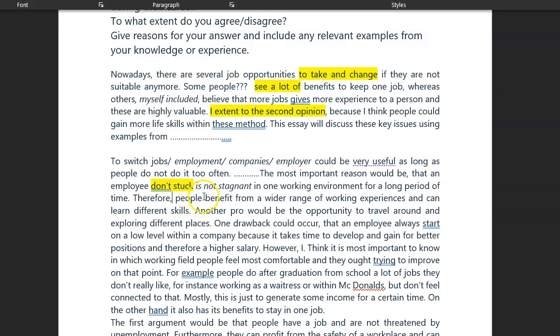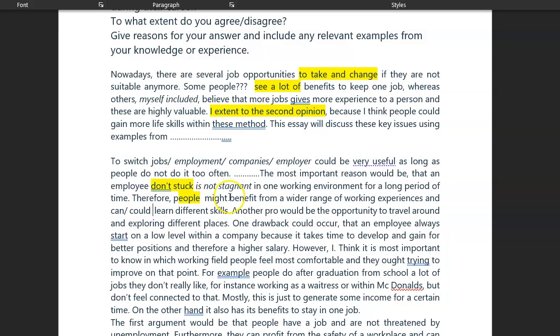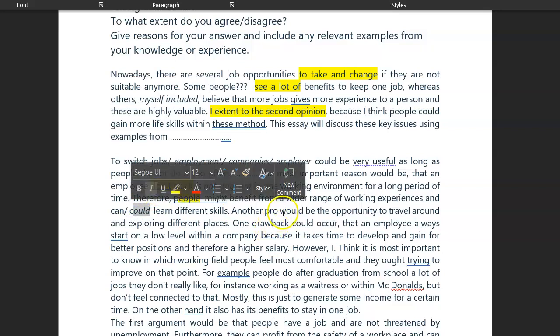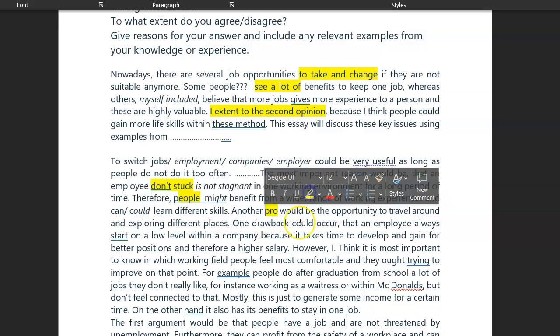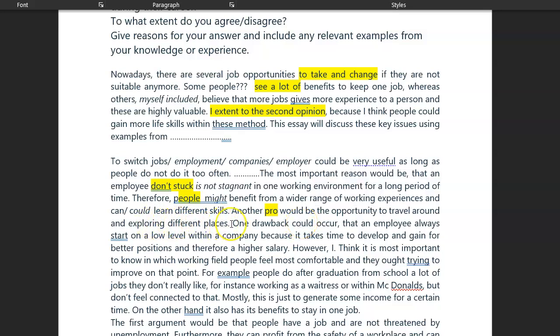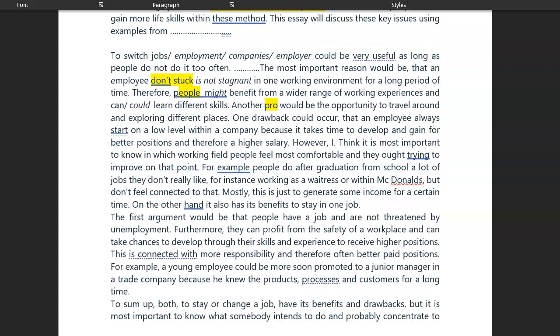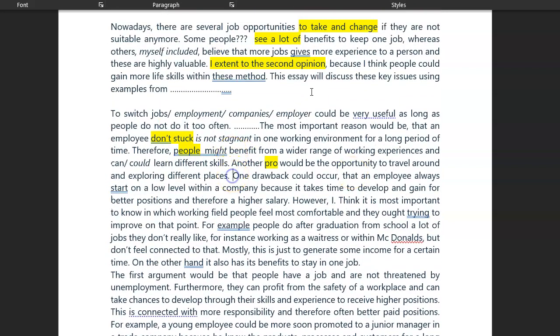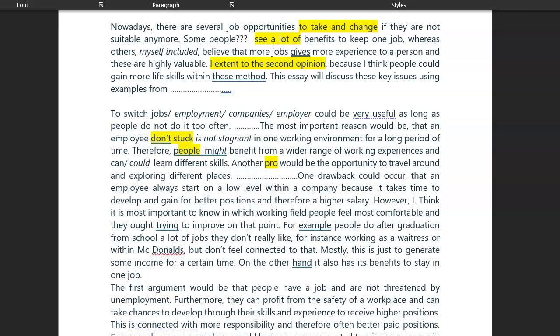Therefore, people, so again, who would they be? Give me a name, a category. Might benefit, just use the modal verbs here, might benefit from a wider range of working experiences and could learn. So if I've put might in there, you need to carry on with this modal idea, and you could have could in there. Another pro, don't use pro, too informal. A benefit, positive impact, will be the opportunity to travel around and start exploring different places. Possibly, but I mean, we don't know that they are able to travel. So you need to expand that. One drawback could occur that an employee always starts on a low level within the company because it takes time to think and develop. However, hang on.